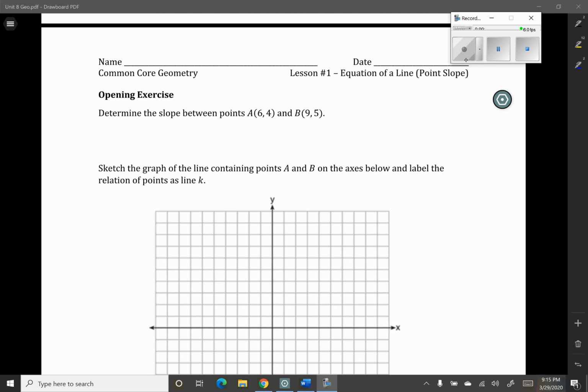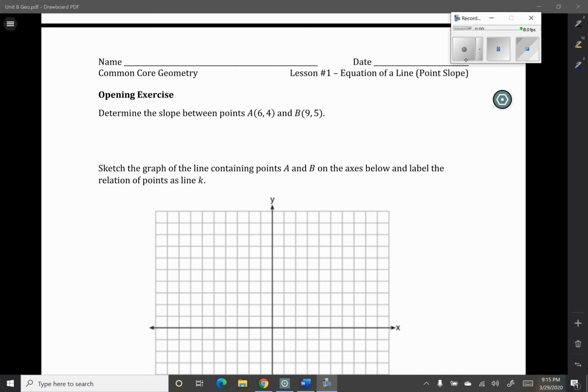All right, everybody, welcome to the video here for lesson number 1 on the equation of a line. And actually, in today's lesson, we're going to learn a new form of the equation of a line. And the opening exercise is going to help us kind of develop that. Normally, I'd say try the opening exercise yourself, but we're just going to go through it together because we're reviewing some skills from algebra that you should remember.